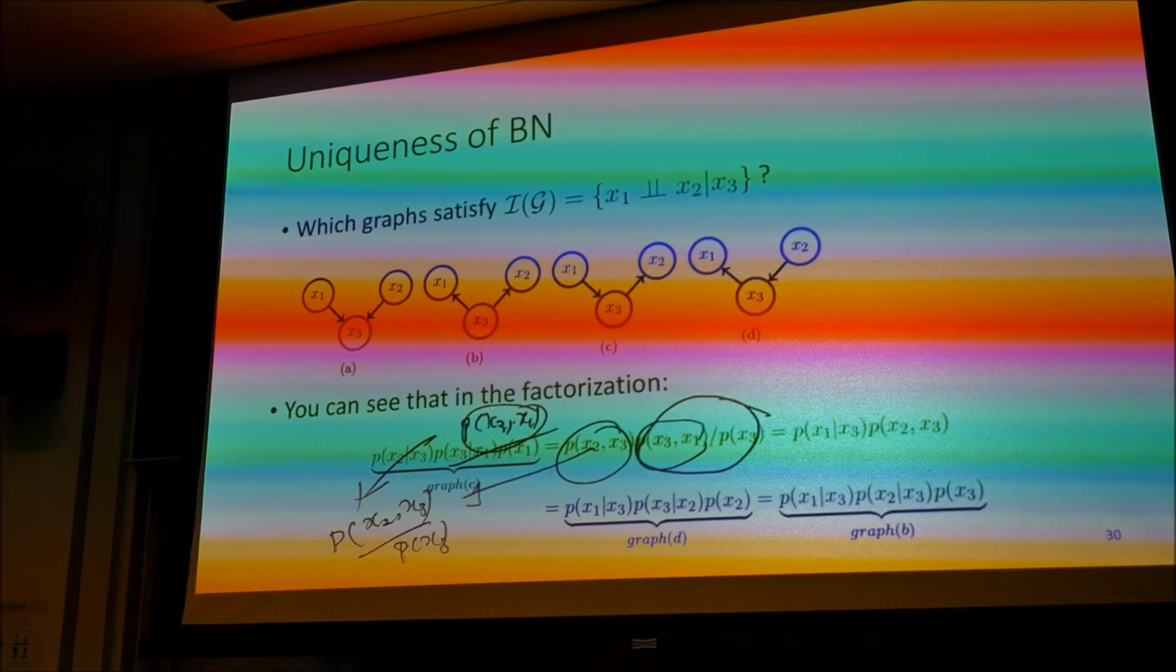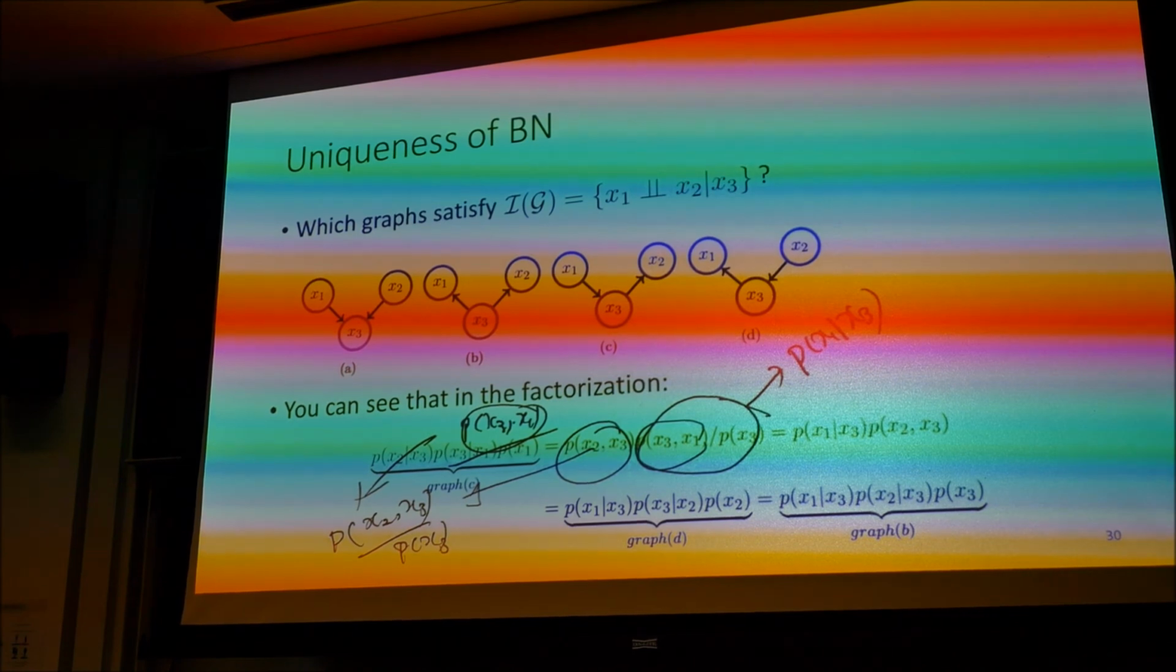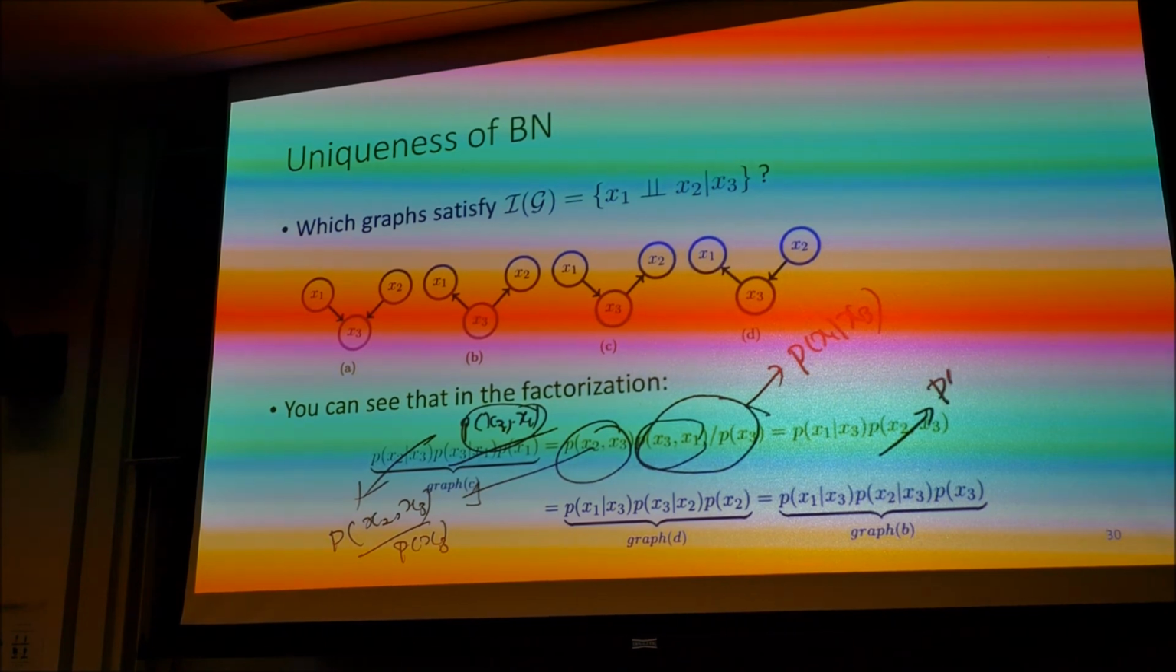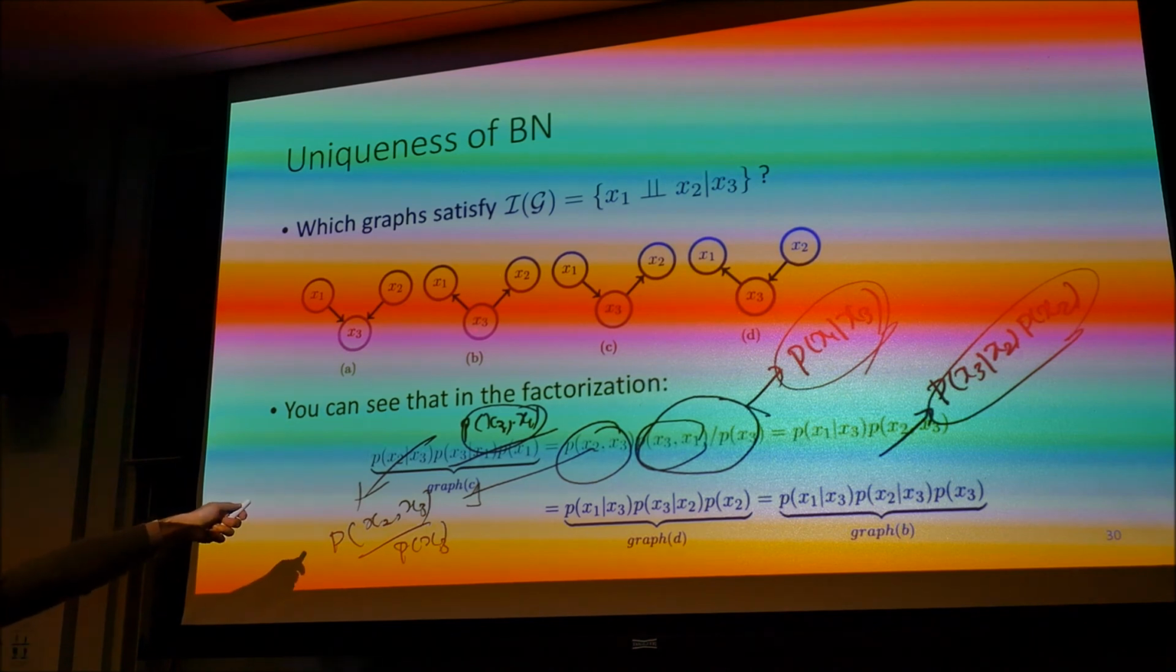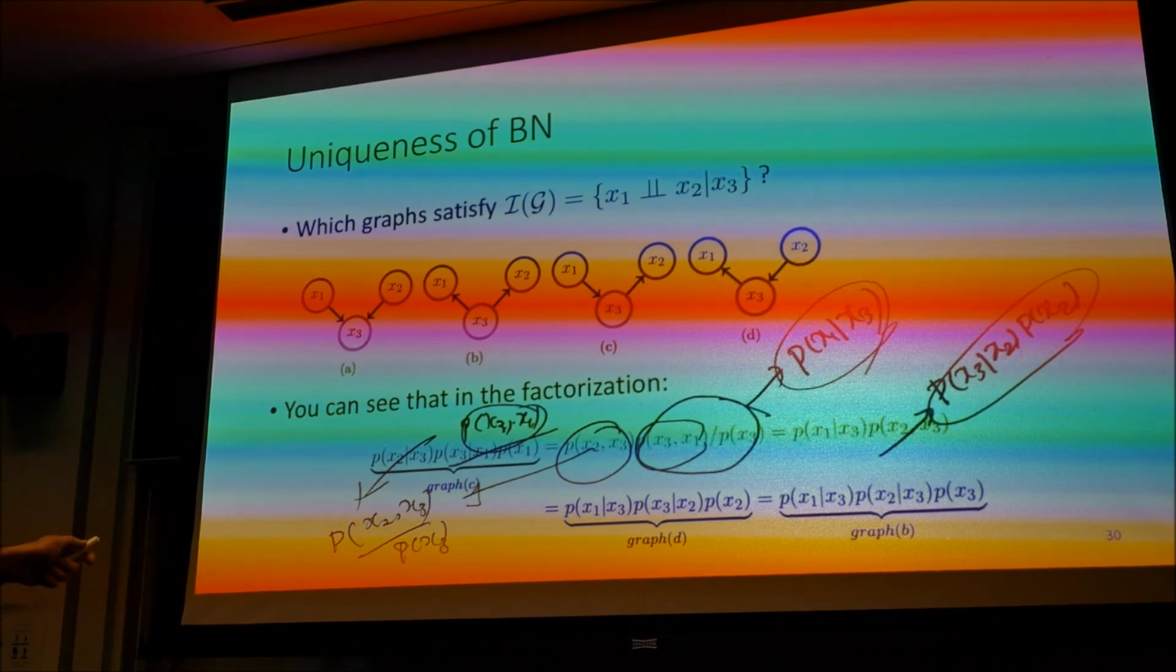So what is this? By the Bayes rule, this is P(X1 conditioned on X3). So what did I get? I can also decompose this further by just the chain rule, no assumption. I can write this as P(X3 given X2) times P(X2). So I have P(X1) multiplied by this term, and I'm going to get this. So the take-home message from this slide is that, from the point of view of I-map, these three graphs are equivalent.